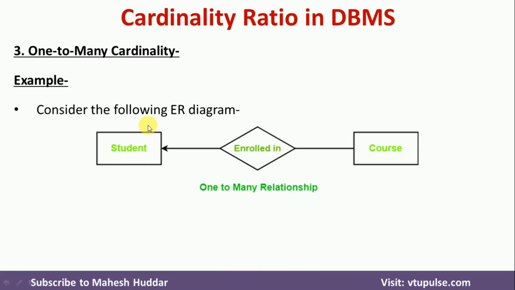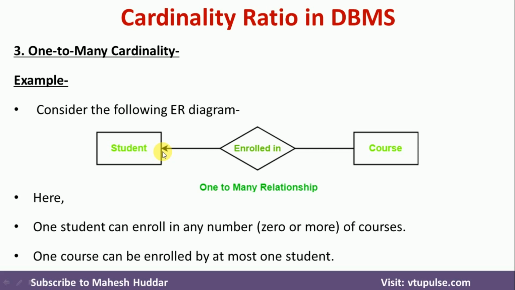Again we will take the same example, but the arrow is towards the student. So the meaning of this particular cardinality ratio is one student can enroll in any number of courses, but one course can be enrolled by at most one student in this case. So that is the meaning of one-to-many cardinality ratio.